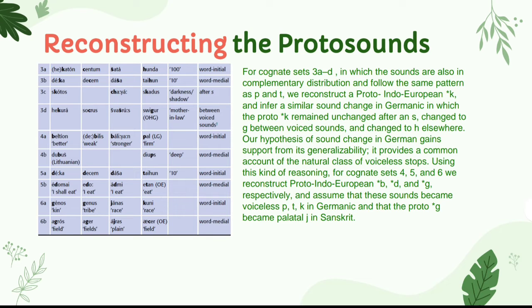Using this kind of reasoning for cognate sets 4, 5, and 6, we reconstruct Proto-Indo-European B, D, and G respectively, and assume that these sounds become voiceless P, T, K in Germanic, and that the Proto-G becomes palatal G in Sanskrit. This analysis leads to the construction of the following phonemes in Proto-Indo-European: P, T, K, B, D, G.